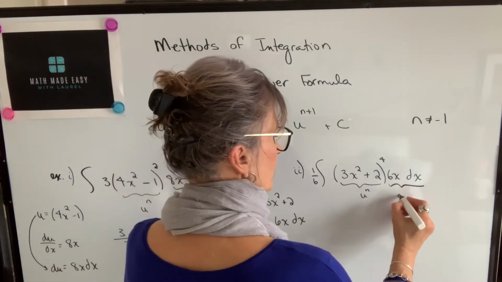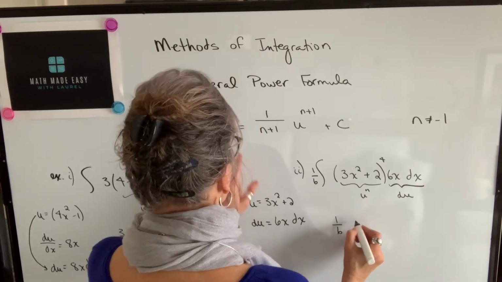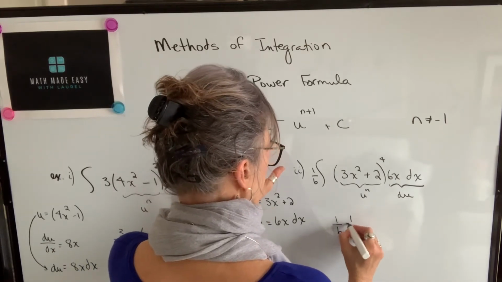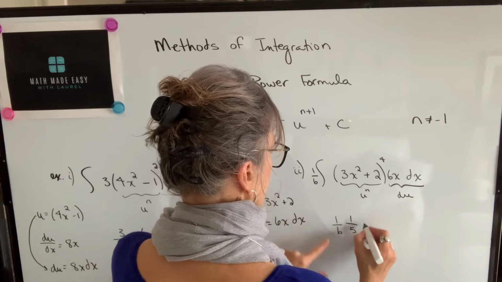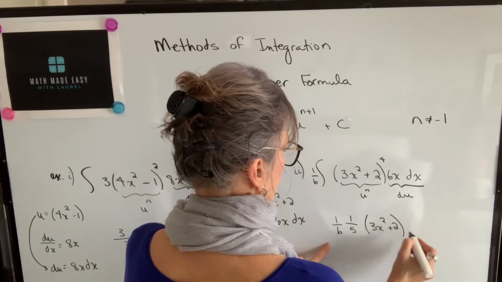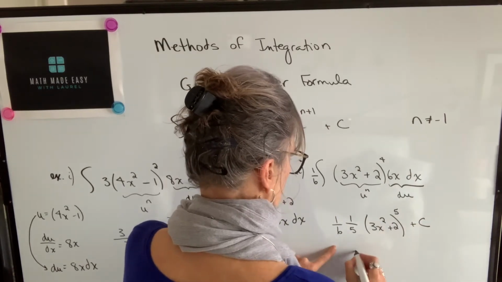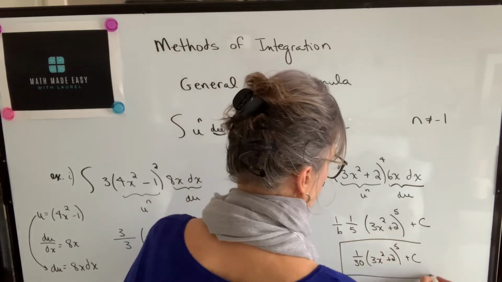Now that you have your du factor exact, it's going to be 1/6 times 1 over n plus 1, so n plus 1 will be 5, times this function, my u to the 5 plus c. Clean it up, and this is the integral.